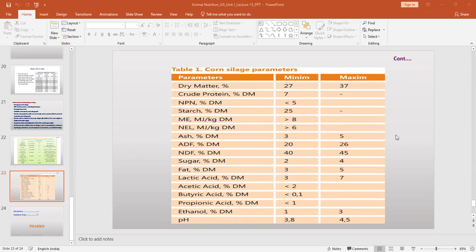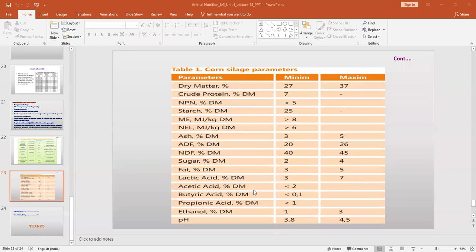The first important parameter, and this is an example of corn silage, maize silage: dry matter of corn silage should be minimum 27% and maximum 37%. Crude protein on dry matter basis should be 7%. So just remember a few parameters like dry matter content, crude protein content, and lactic acid concentration, which is very important. Lactic acid concentration on dry matter basis should be minimum 3% and maximum 7%.